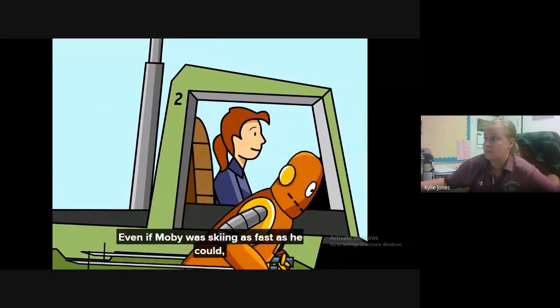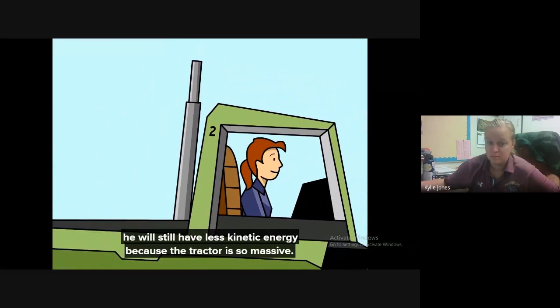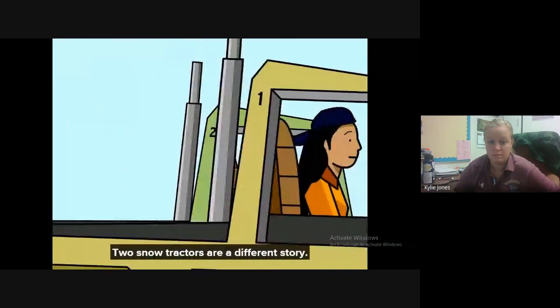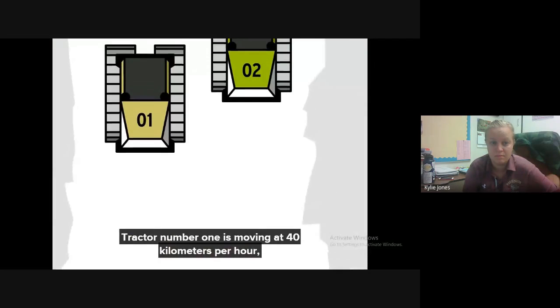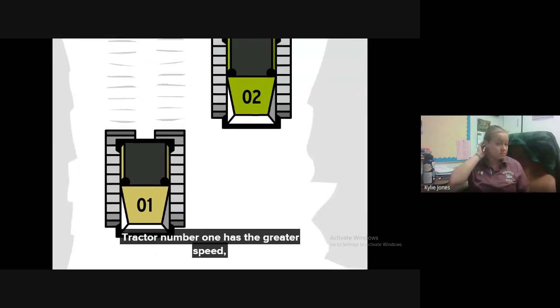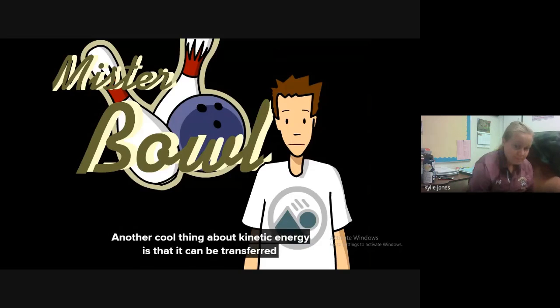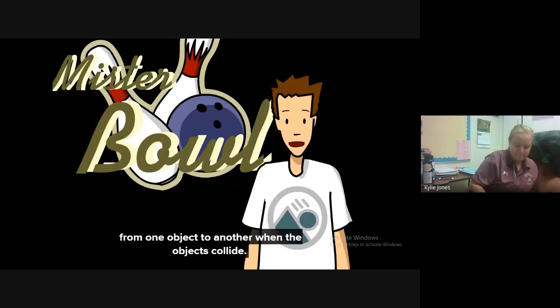Even if Moby was skiing as fast as he could, he would still have less kinetic energy because the tractor is so massive. Two snow tractors are a different story. Tractor number 1 is moving at 40 kilometers per hour, and tractor number 2 is moving at 30 kilometers per hour. Tractor number 1 has the greater speed, and that means more kinetic energy. Another cool thing about kinetic energy is that it can be transferred from one object to another when the objects collide.